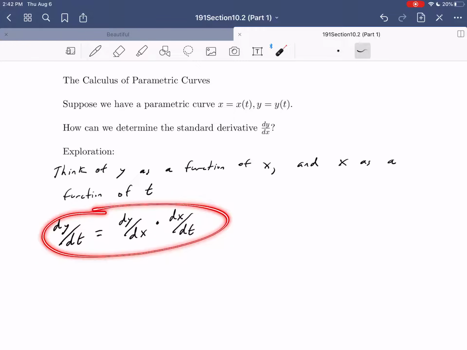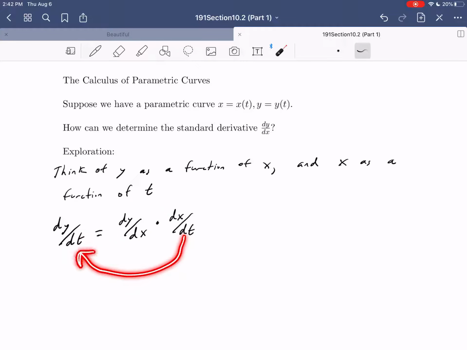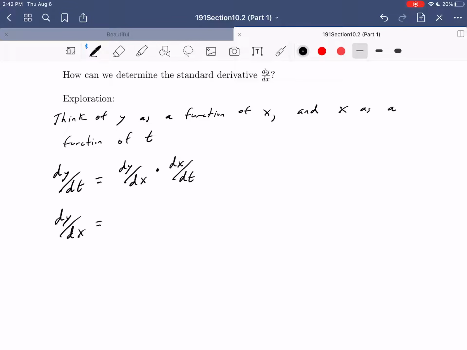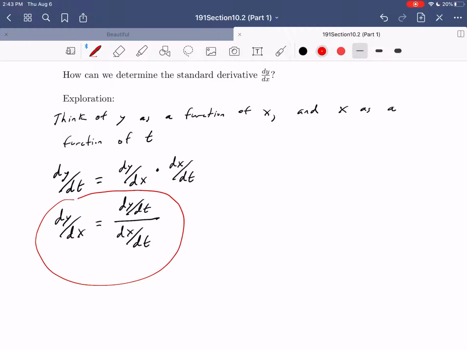Now remember, our goal is to figure out the standard derivative, dy/dx. So we can solve this. We can divide over and rewrite, and we should be able to see that dy/dx is equivalent to dy/dt divided by dx/dt. And there we go. We've established our result. In other words, to figure out how y changes based on x, we take the ratio of how y changes based on t divided by how x changes based on t. So the derivative of y with respect to x is equal to the derivative of y with respect to t divided by the derivative of x with respect to t.